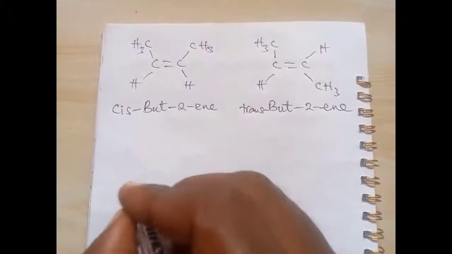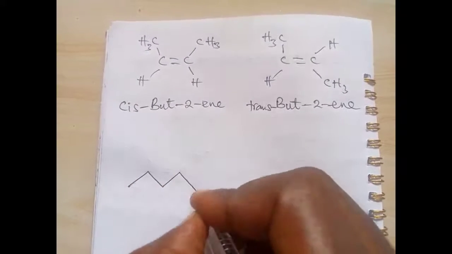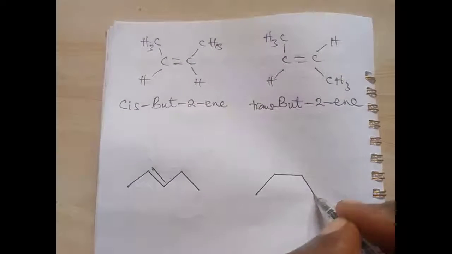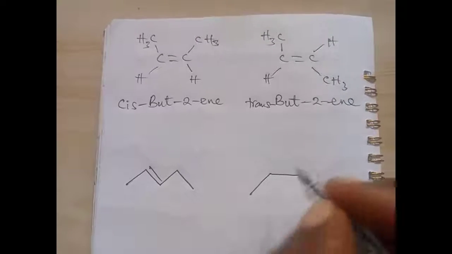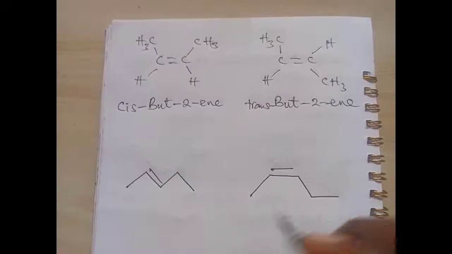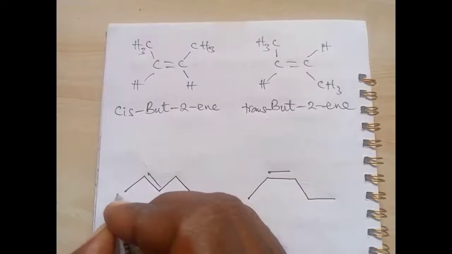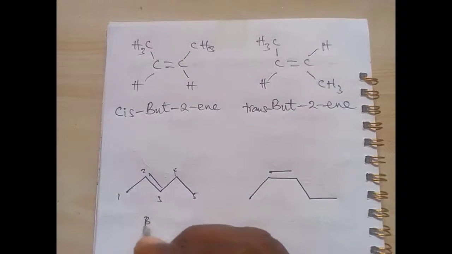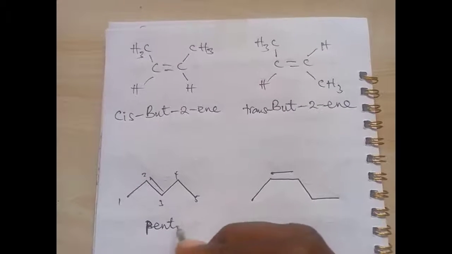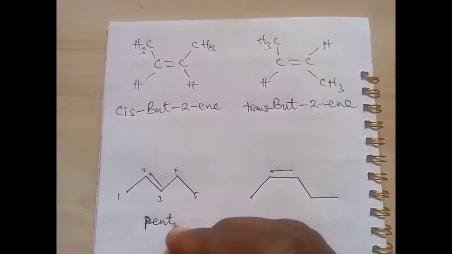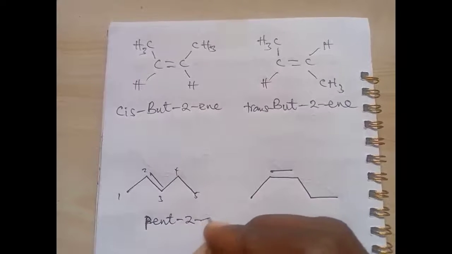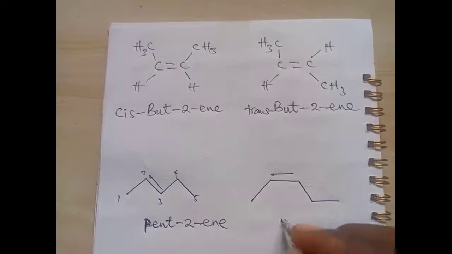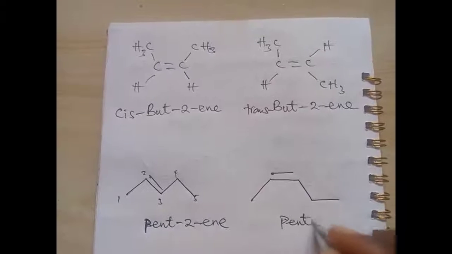If we have another example, and let's have this. If we are to name this one, we have 1, 2, 3, 4, and 5. So pentene, or pent-2-ene. Here is also pent-2-ene, or 2-pentene.